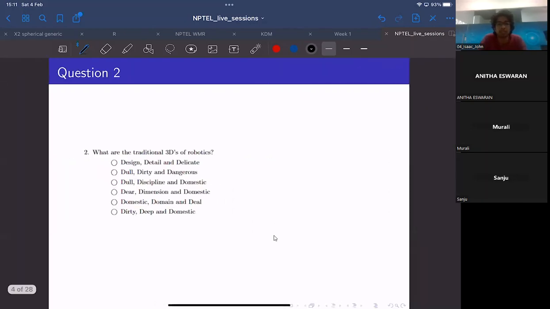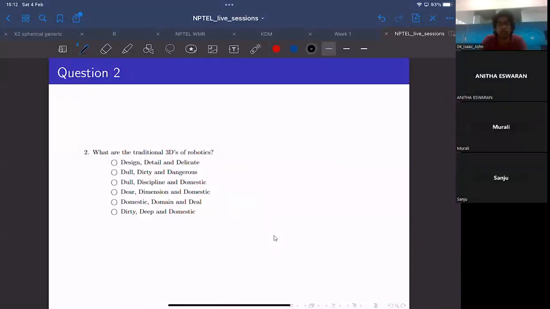Question number 2 asks, what are the traditional 3Ds of robotics? If you take any standard robotics textbook, you won't see these anywhere. But from an industry's point of view, industries would usually delegate automation only to specific tasks. You cannot use automation for every task, because the return on investment would not be good enough, or it won't even break even.